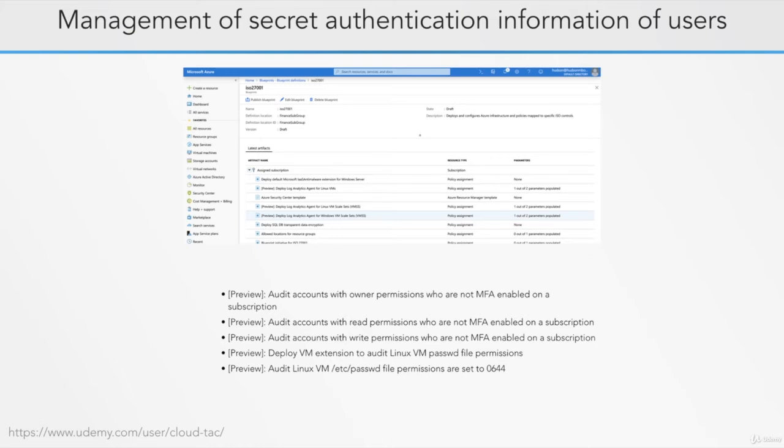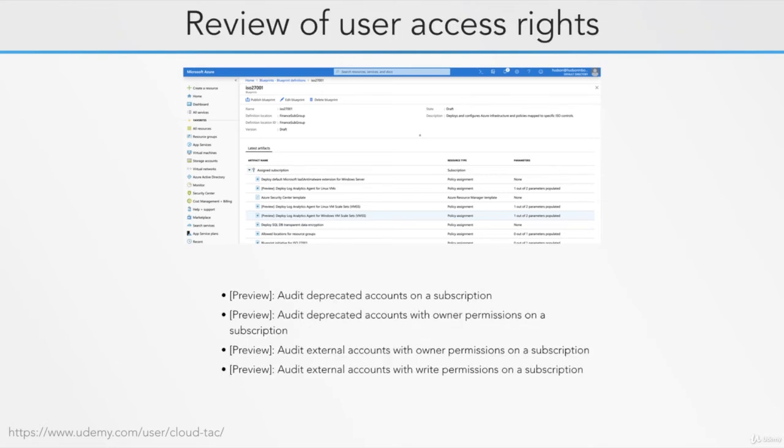This blueprint sample also assigns 2 Azure policy definitions that audit Linux virtual machine password file permissions to alert if they are set incorrectly. This setup enables you to take corrective action to ensure authenticators aren't compromised. Using the Azure portal, you can review who has access to Azure resources and their permissions.